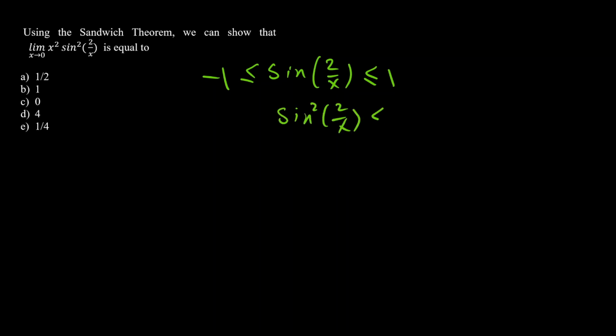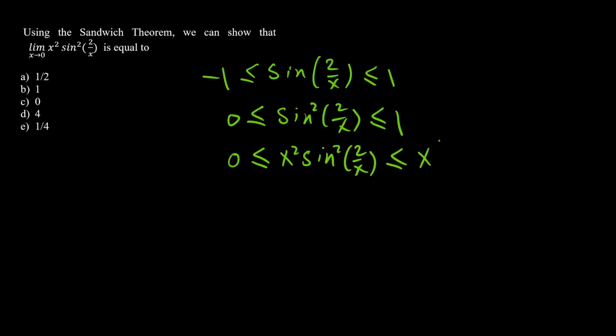since the sine squared cannot be negative, this is bounded between 0 and 1. Now I will just multiply by x squared all out, and since x squared is not negative, I will not change the direction of these inequalities. So I can say now 0 multiplied by x squared is 0, is less than or equal to x squared multiplied by sine squared 2 over x, less than 1 multiplied by x squared, which is x squared.